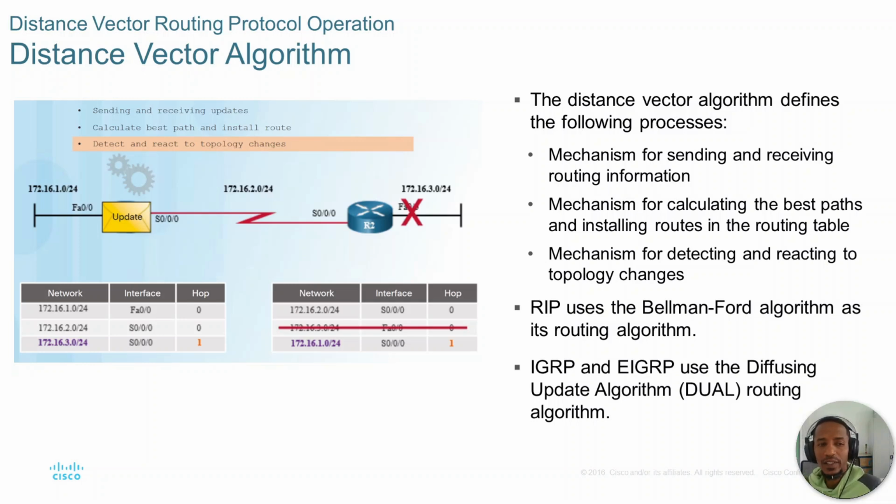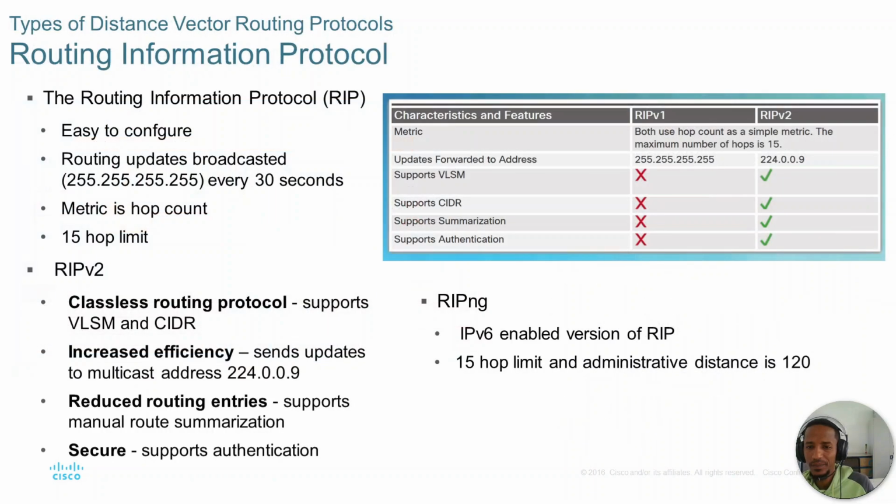So we say distance vector routing protocols, they will use what kind of information? There are different types of routing algorithms. We are not concerned about those kinds of algorithms.